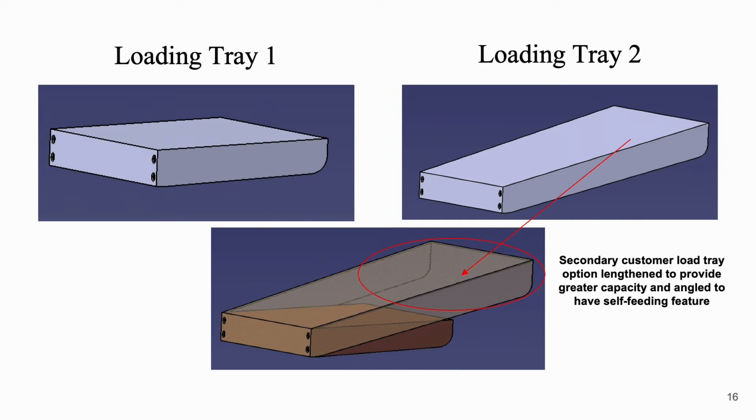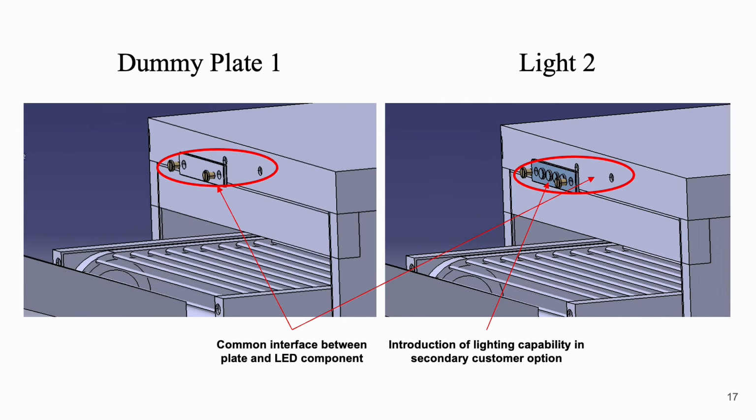Here again, you can see the dimensional differences between 2 loading trays. The loading tray 2 has been designed with the bigger dimensions and steep angle in order to increase its capacity and self-feeding feature.